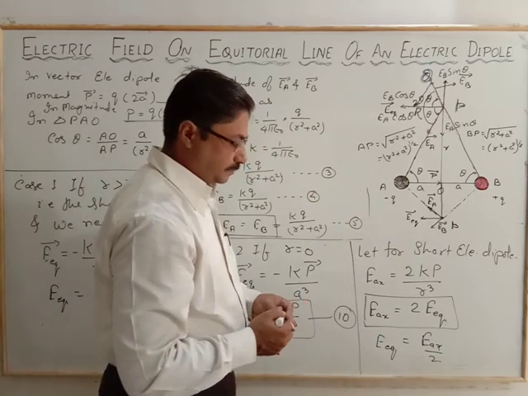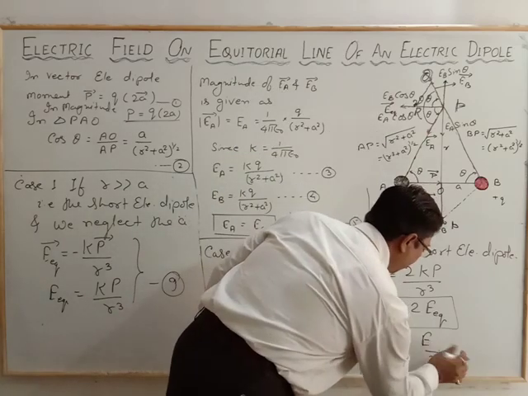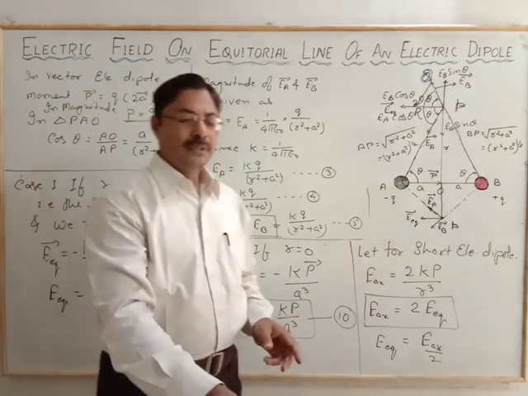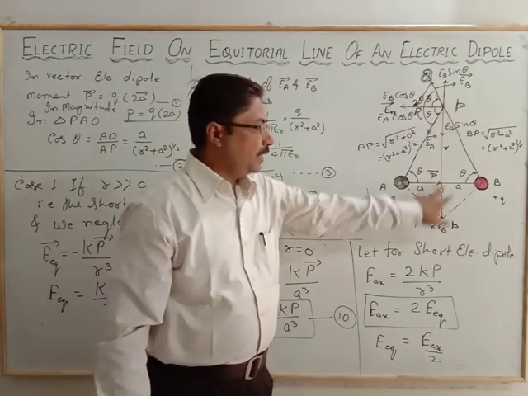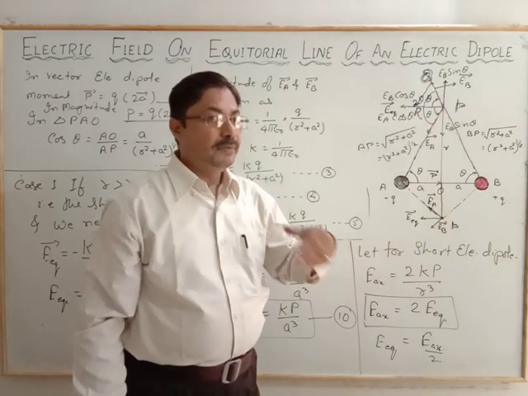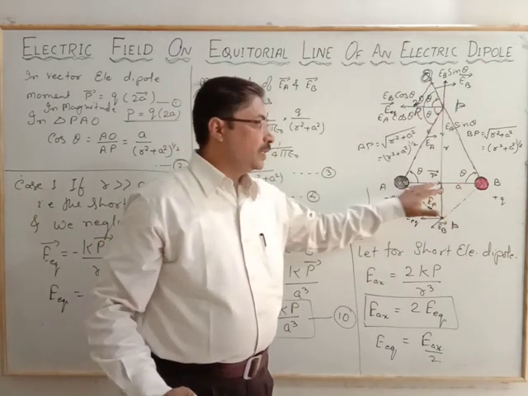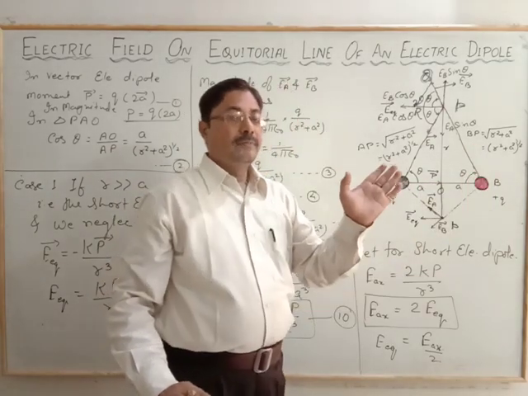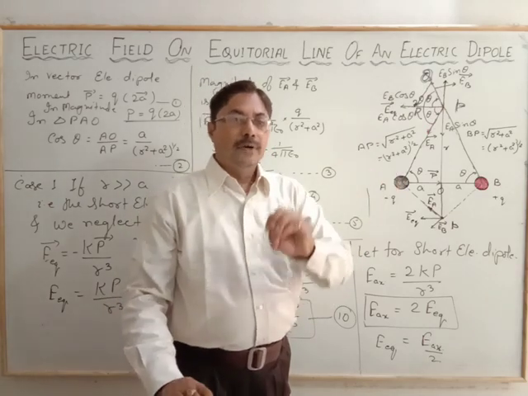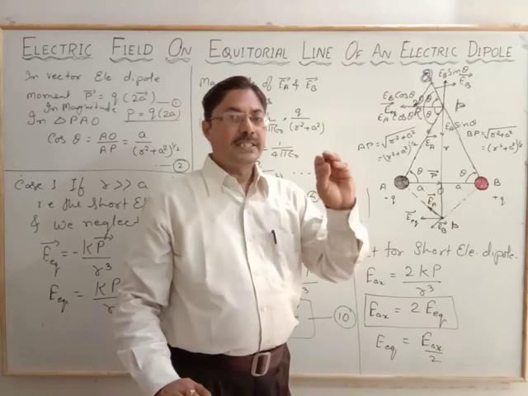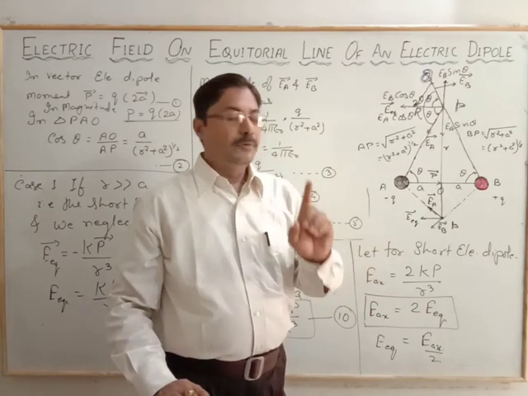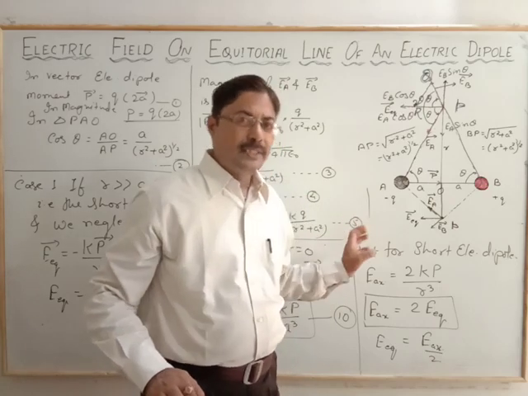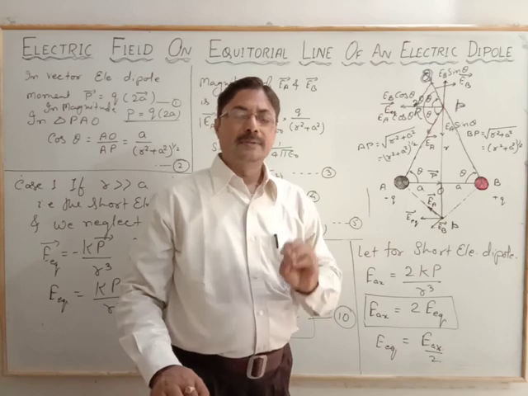By this we come to all the relations, how we obtain the electric field on the equatorial line. Earlier we learned about the electric field along the axis. In the next topic we will obtain the relation for the electric field at a general point, and before that you must observe every one of the three methods I taught this time, which is most important. Okay, thank you.